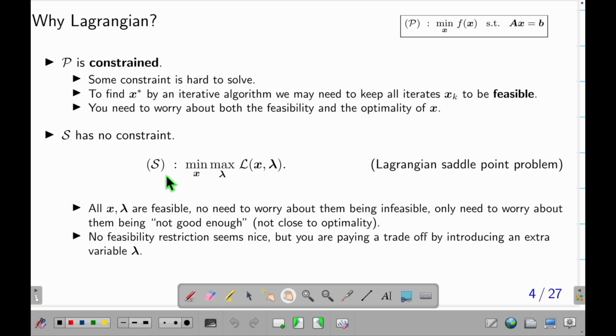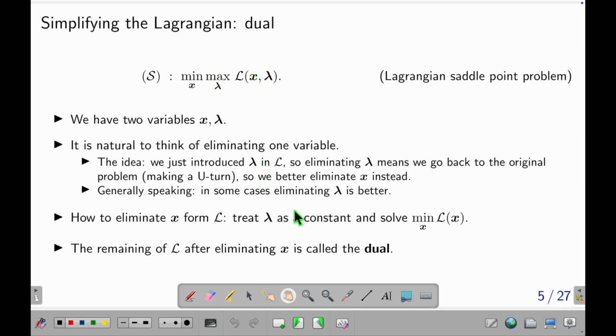But if you look at S, on x, nothing. No constraint here. On lambda, nothing. No constraint here. No need to worry about being infeasible. Good. The only thing you need to worry about is that x and lambda are not good enough. So just run more gradient descent, gradient ascent. Okay. Now I have this. I want to solve x and then solve lambda.